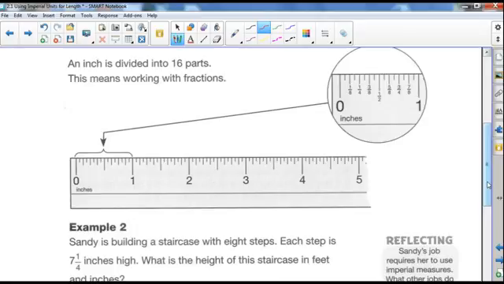Now, let's take a look at a tape measure or at a ruler. An inch is divided into 16 parts. This means working with fractions. You thought you could avoid fractions? You cannot avoid fractions. If we isolate 1 inch from here to here, when we're talking about the imperial system, what we do is we take the distance between 0 and 1, which is 1 inch, and we cut it in half, and you'll notice that the line here at ½ an inch is the longest line.